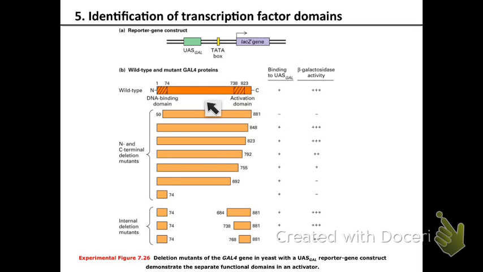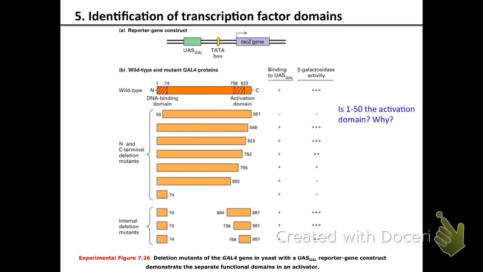So if you express the full-length protein, what you're going to see when you analyze the DNA binding is that it binds to the DNA, and it activates transcription, right? So it's going to be expressed, it's going to bind to these upstream activating sequences and activate transcription. So when you look at this first deletion, in which you delete the first 50 amino acids of the protein and then analyze its DNA binding, you don't see any binding, right? And you don't see any activation.